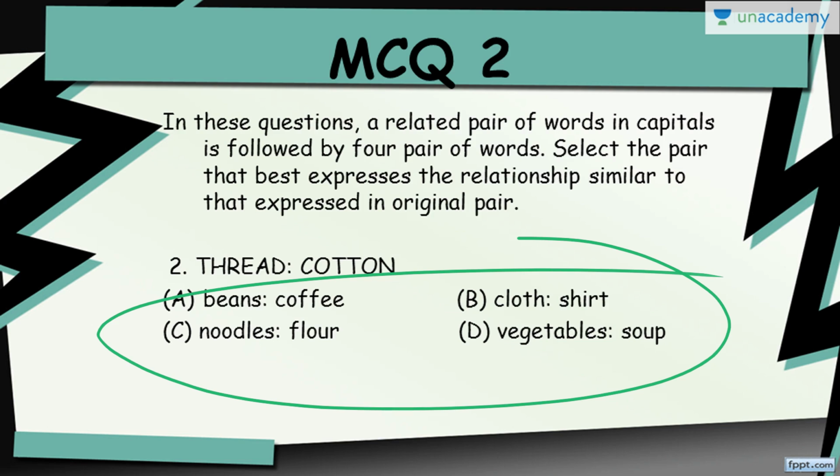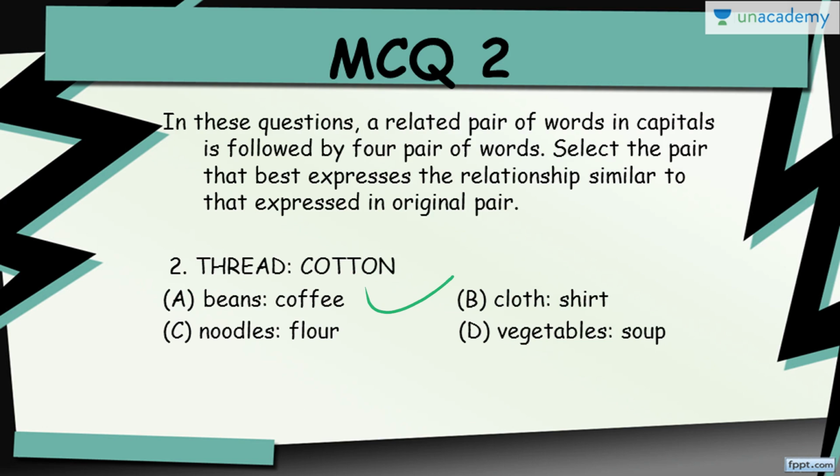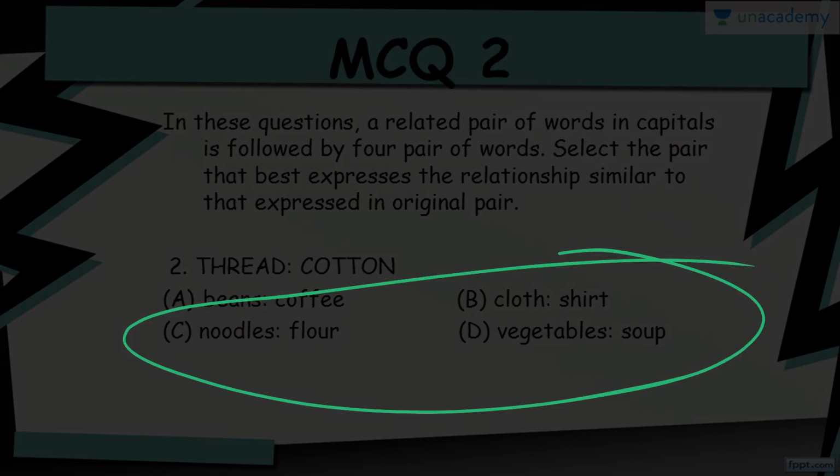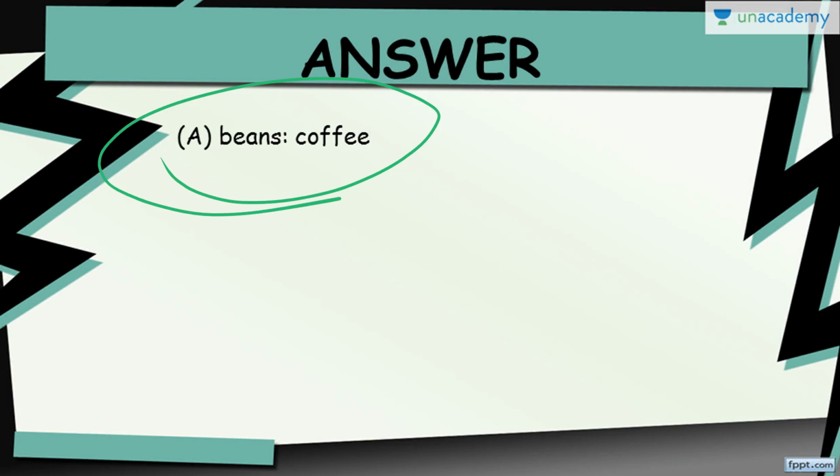So we'll start with option A, beans are to coffee. Option B, cloth is to shirt. C, noodles are to flour. And D, vegetables are to soup. So in the same way in which thread is to cotton, you have to find which one out of these 4 matches. You can take your time, think of the answer, pause the video. And the correct answer to this question is A, beans are to coffee.